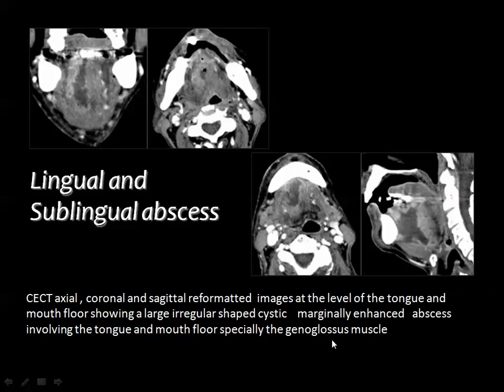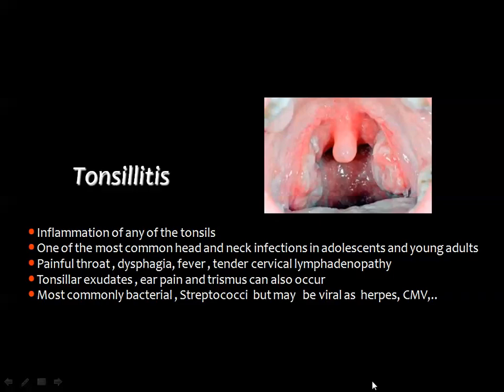And this is a lingual and sublingual abscess, where you can see a very big abscess in the mouth floor involving predominantly the tongue as well as the genioglossus muscle. There is obliteration of the normal fat planes. You can see air loculi within the lesion.